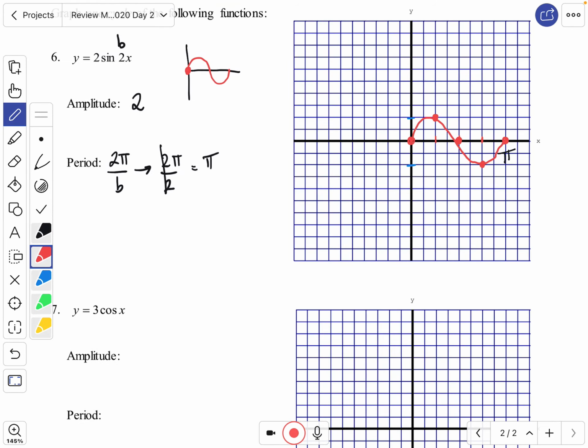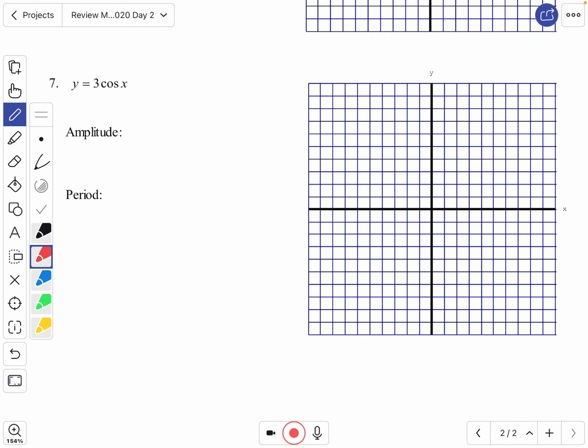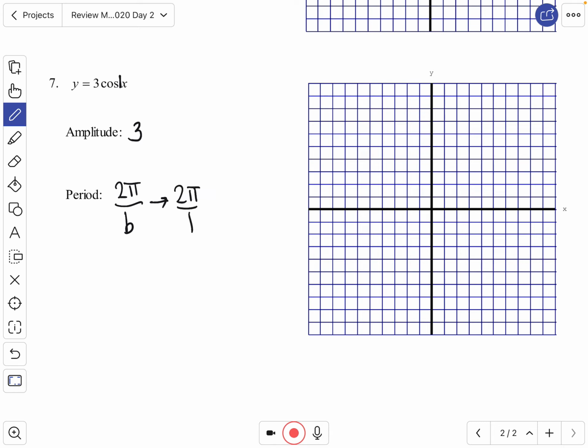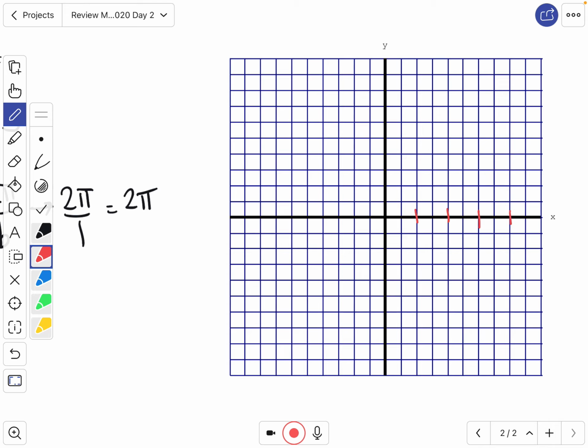Okay? And then the last question is a cosine curve. So the number 3 represents your amplitude. Your period is 2 pi over b. In this case, your b is 1. So 2 pi over 1 is 2 pi. All right, so let's set up the graph. You always set up the graph by breaking it up into 4 parts. 1, 2, 3, 4. And you always want to label the length. So for this question, the length happens to be 2 pi.